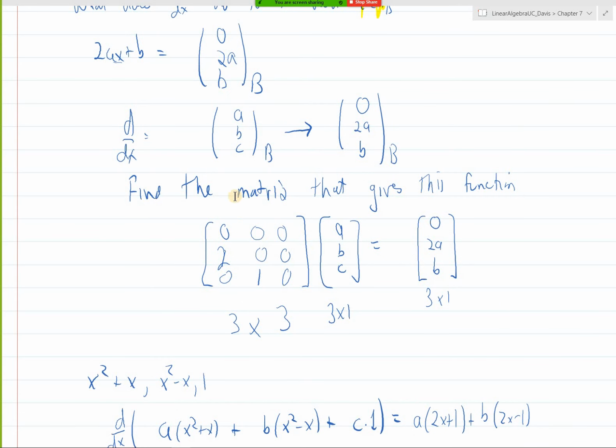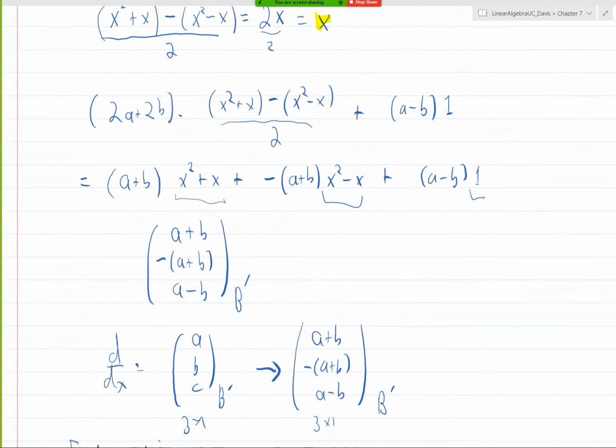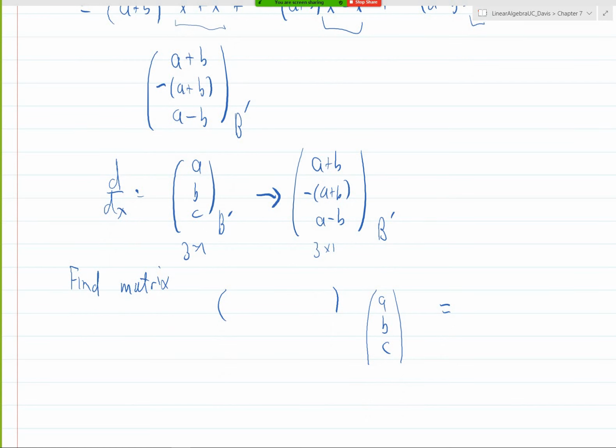Remember what I did over here. I said d/dx takes this vector here to this vector here. And I said find the matrix that gives this function. So I wrote this vector on the left, this vector on the right, and then I wrote down a matrix. So help me do it down here. It's an analogous problem, an analogous setup here. a, b is one of those.